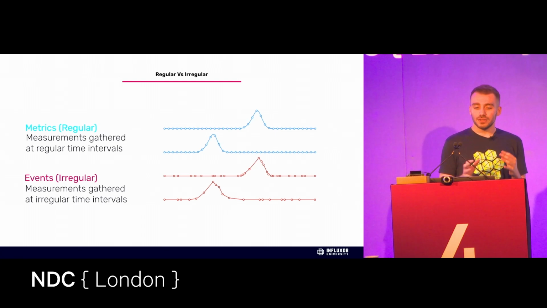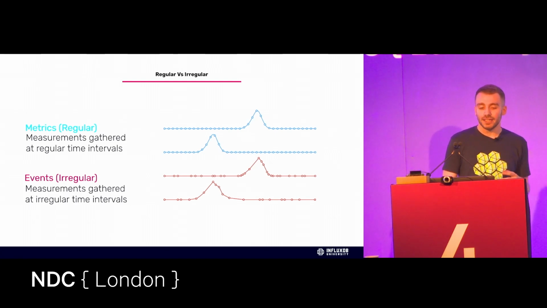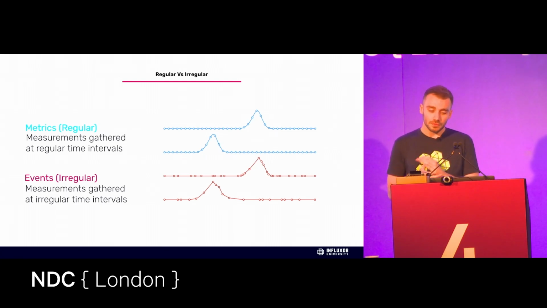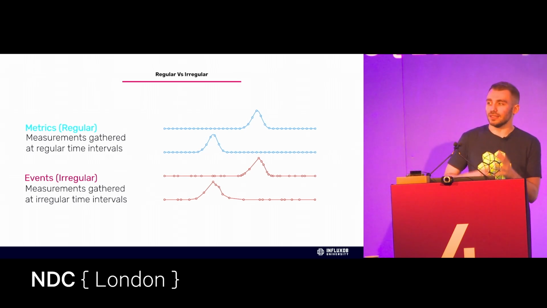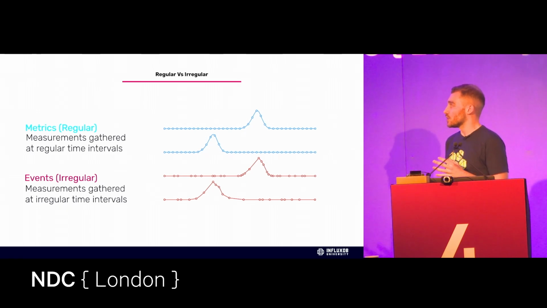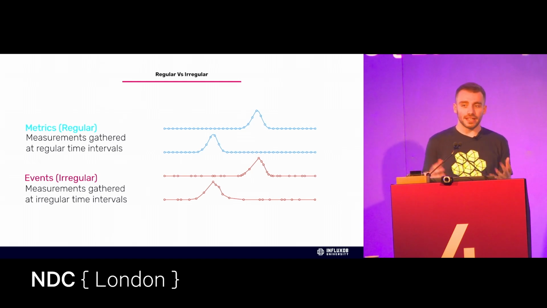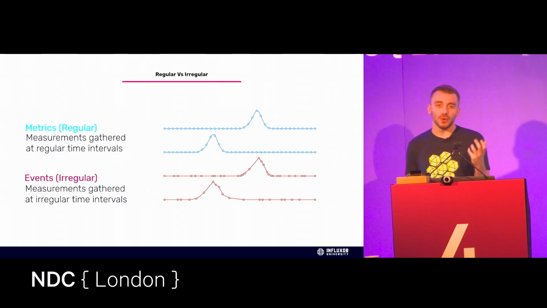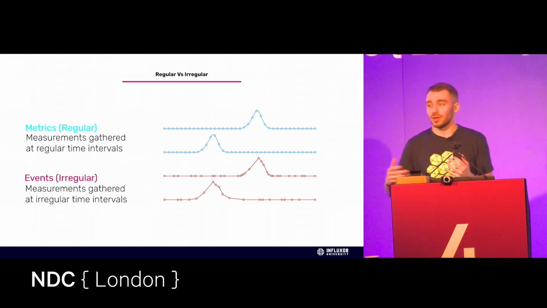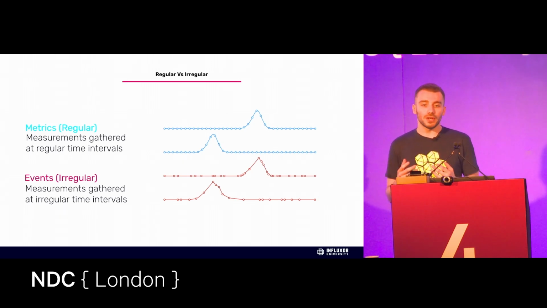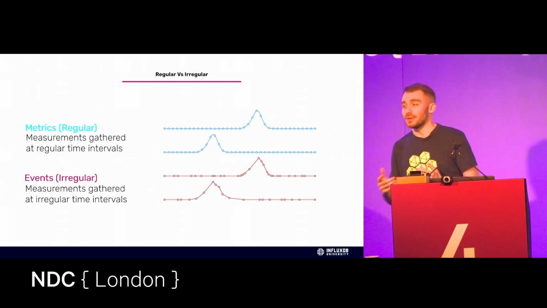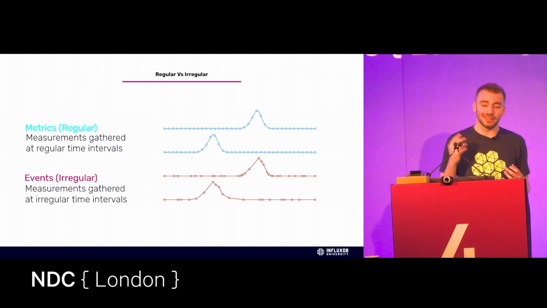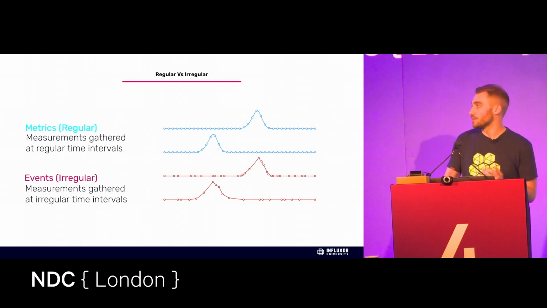So I touched on before regular versus irregular. There is a difference, and this is how we're going to split them up. What we call metrics, or regular timestamp data, is something that we can manage. We know it's coming. Imagine this back to our sensor example. We know we're going to get a sensor reading every minute of every day, so we can expect that data to be ingested.